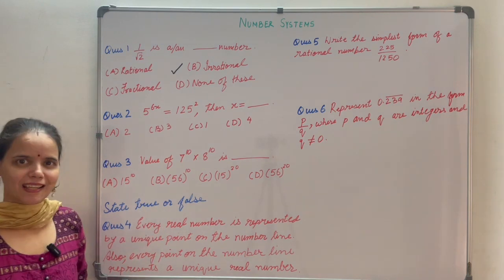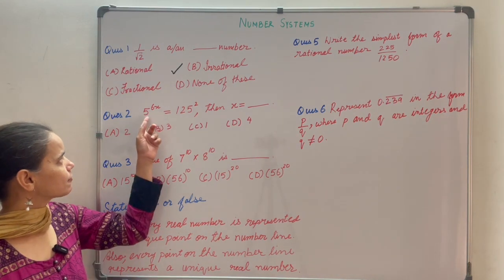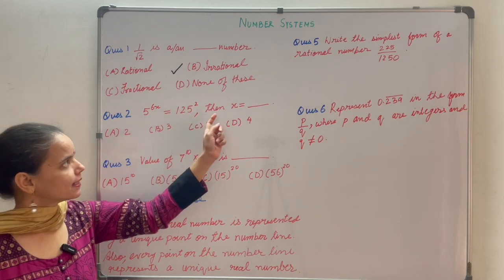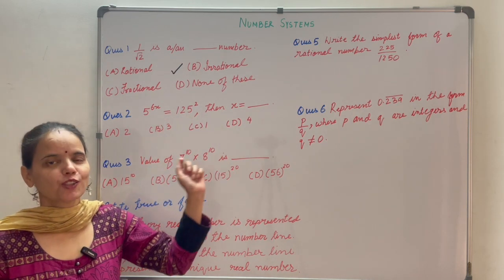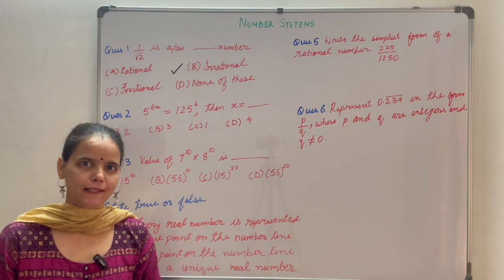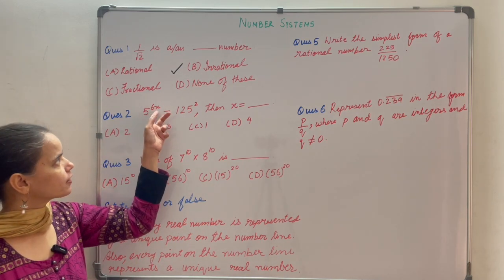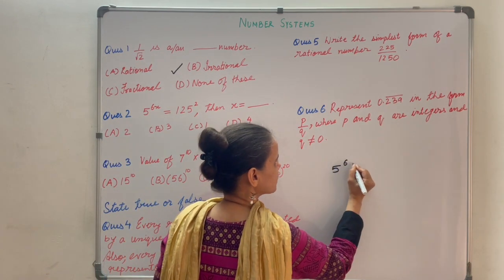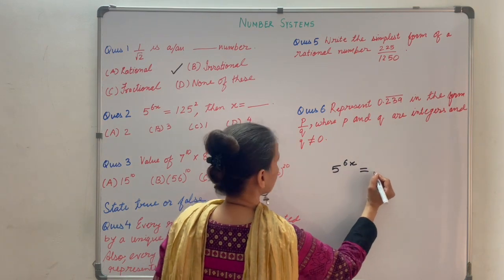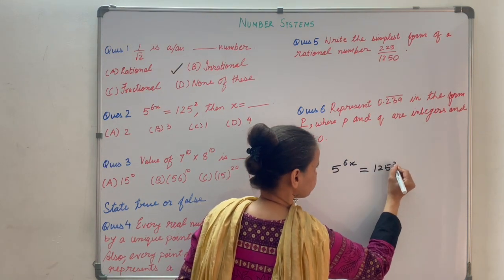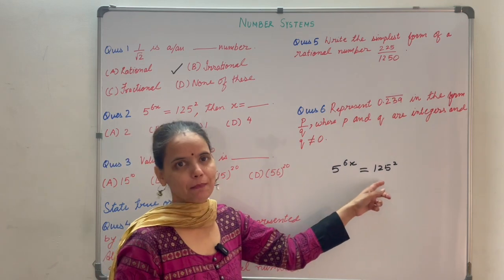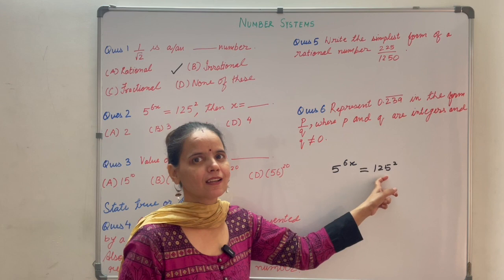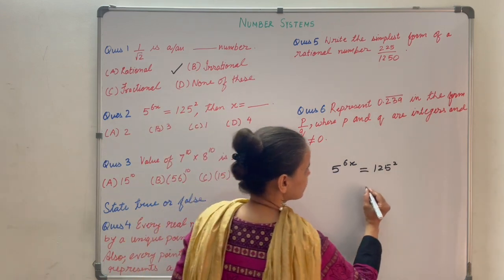Now let us take the second question. So the second question is 5 raised to power 6x is equal to 125 square, then x is equal to dash. You need to find out the value of x here. So we have 5 raised to the power 6x is equal to 125 square. So let us make the base same and try to solve it. So 125 we can write as 5 cube. So let us write it.